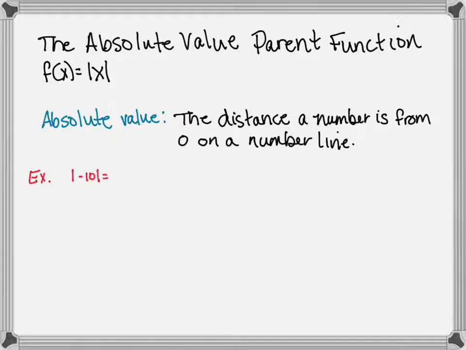For example, the absolute value of negative 10 is 10 because negative 10 is 10 units from 0 on a number line. The absolute value of 0 is 0 because 0 is 0 units from 0 on a number line. The absolute value of 2 is 2 because 2 is 2 units from 0 on a number line. As you can see, absolute value yields either a 0 or a positive number. It will never yield a negative number.